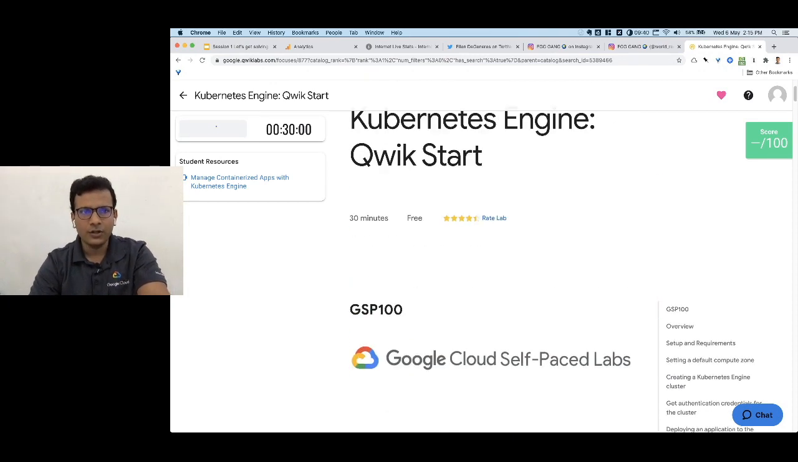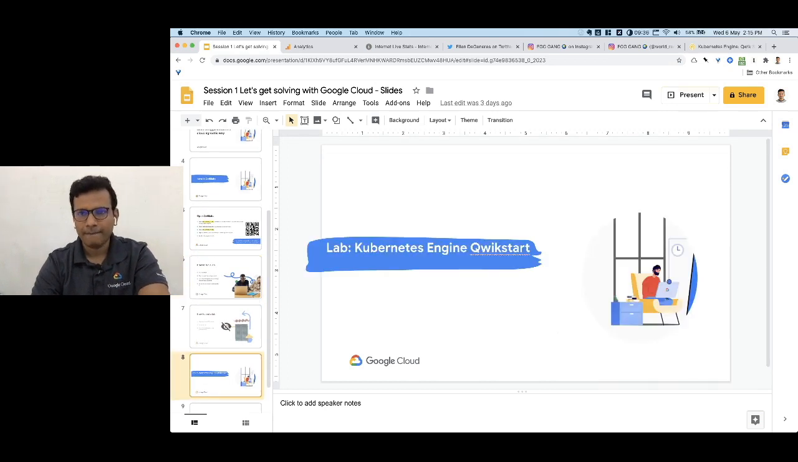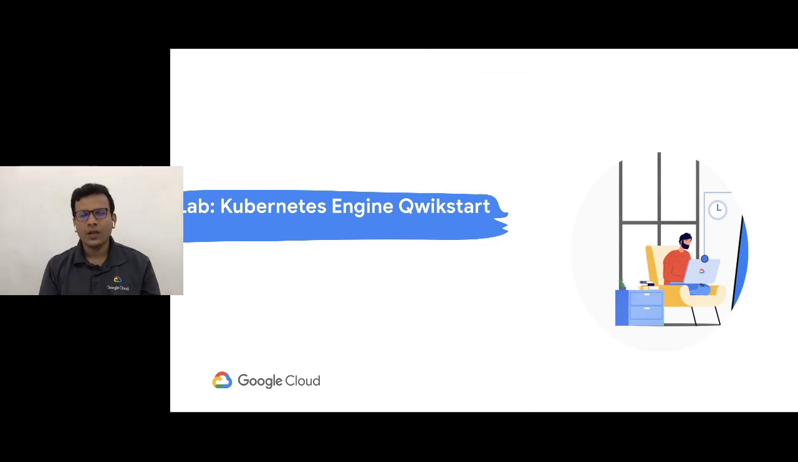The lab which we are going to do is, let's go to those details. The lab we are going to do is Kubernetes Engine Qwikstart. What's this lab? The hypothetical problem statement which we are trying to solve here is, I have my website which I have hosted somewhere, but I want to change that and do it in such a way that it runs on cloud in a cloud agnostic way. Two things: it runs on cloud in a cloud agnostic way. Hence the lab for it is Kubernetes Engine Qwikstart.